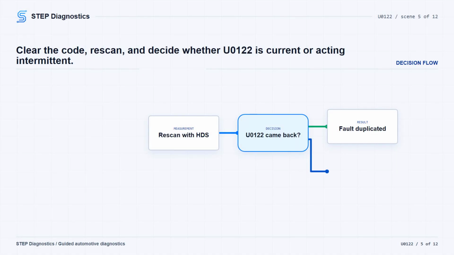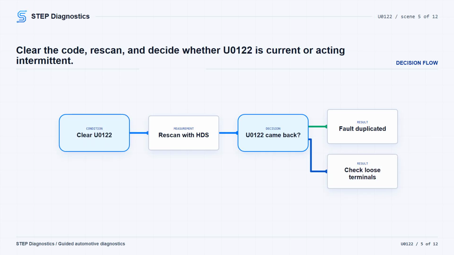Next, clear the DTC with the HDS, then check again for pending or confirmed DTCs. If U0122 comes right back, the failure is duplicated and you can continue. If U0122 does not return, treat it as an intermittent condition. At that point, the system is okay at this time, and the next move is to check for poor connections or loose terminals at the involved control unit connectors. If the path is not clear, pause, recheck the earlier diagnostic direction, and do not guess.